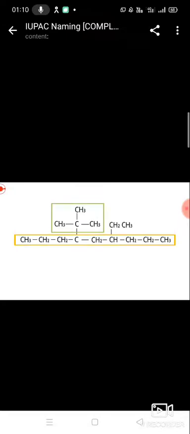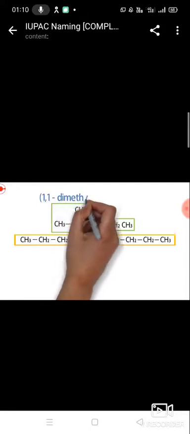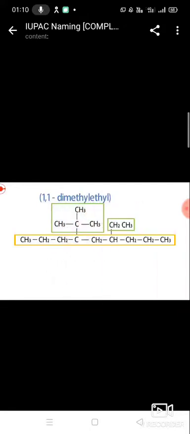Look at this example. Two substituents are there. One is ethyl with two methyl groups. Another one is directly an ethyl group. So, 1,1-dimethyl ethyl. Ethyl is present on which carbon atom? You have to count the number of carbon atoms in a straight line. Here an ethyl group is also present. A dimethyl group is present.